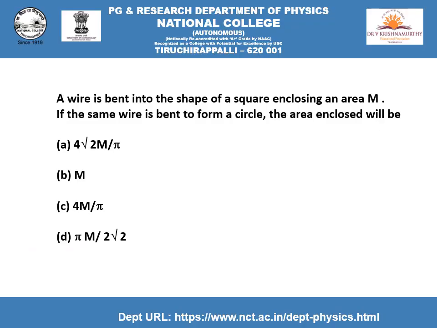This fourth one requires a little bit of mental picturization. A wire is bent into the shape of a square enclosing an area M. If the same wire is bent to form a circle, what will the area enclosed be? Definitely, the areas will be different as the shapes are different. But remember, a wire of a particular length in one case forms a square and in another case it forms a circle.